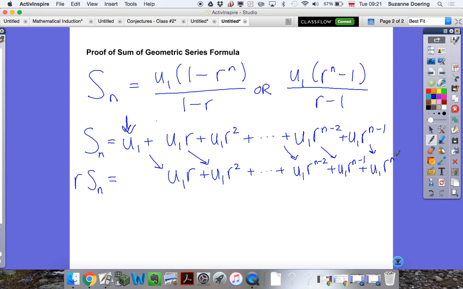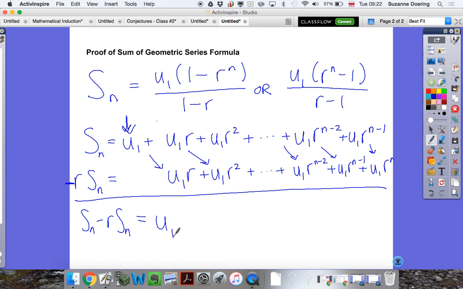Okay. So now it looks like we've just made things more complicated. But since we have two equations here, just like with a system of equations, we can subtract the right sides and the left sides of the two equations, and we'll get something that's still equal. So we're going to subtract the bottom from the top, which means to the left of the equal sign, we'll have the sum minus r times the sum. And then here, u1 is still there, u1 minus nothing.